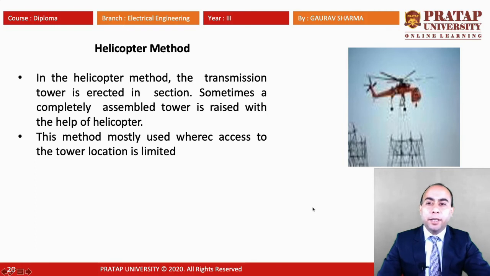Now, the last method is the helicopter method. In this method, the transmission tower is erected in sections. Sometimes a completely assembled tower is raised with the help of a helicopter. You can easily see this in the image. This method is mostly used where access to a tower location is limited.